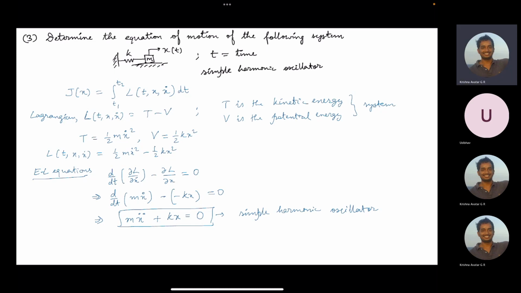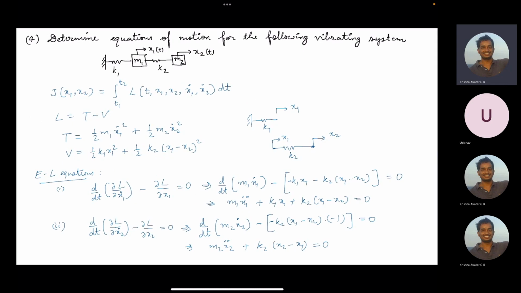The second Euler-Lagrange equation is d/dt of (∂L/∂x2 dot) minus ∂L/∂x2 equal to 0. This implies that ∂L/∂x2 dot is m2 x2 dot, and ∂L/∂x2 is minus k2 (x1 minus x2) into minus 1. Again, m2 is constant, so we have m2 x2 double dot plus k2 (x2 minus x1) equal to 0. So we have two equations, and I have put both of them in one place.